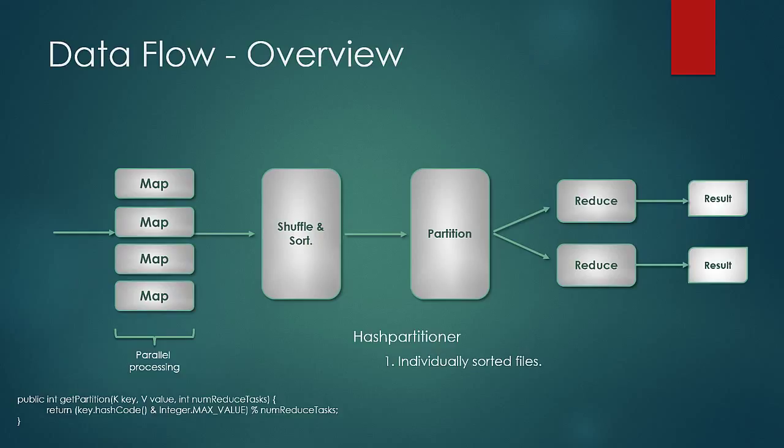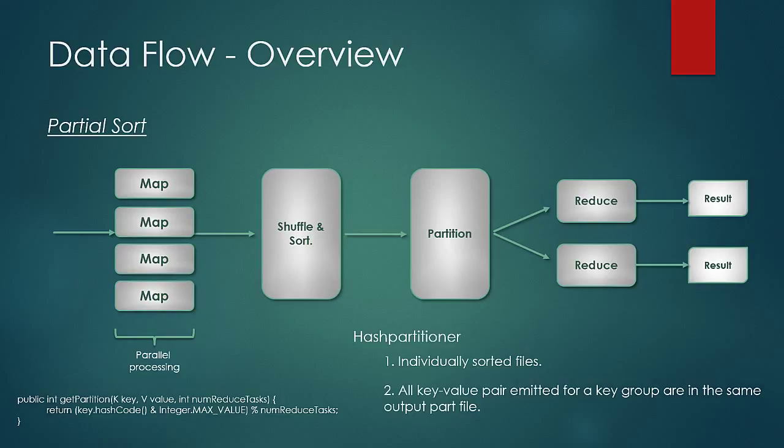This type of scenario, where the result is in this form, is known as a case of partial sort. Another thing to be kept in mind is that all the key and value pairs that a reducer emits for a key group would be present in the same result file. This is particularly an important point to be kept in mind if you're designing a solution with a chain of MapReduce calls and the output of this job acts as an input to another job.